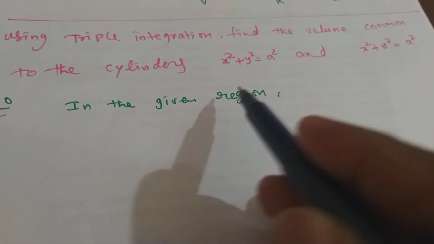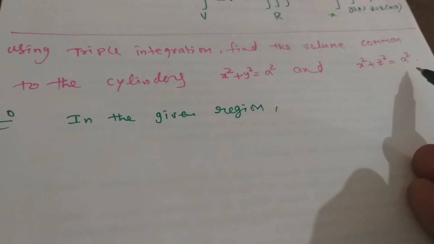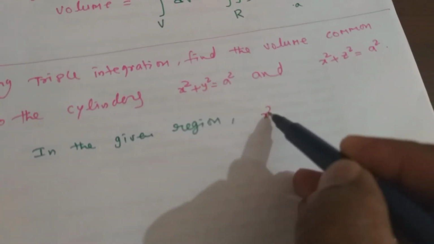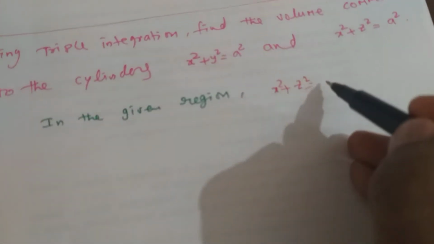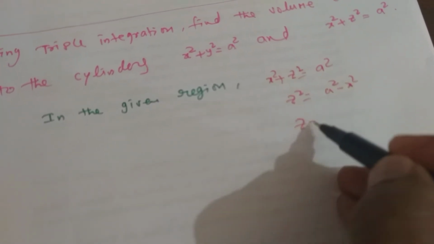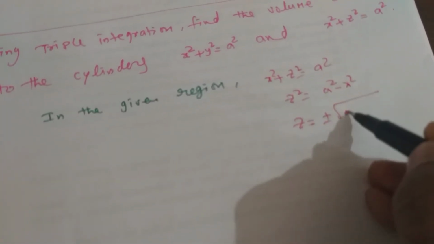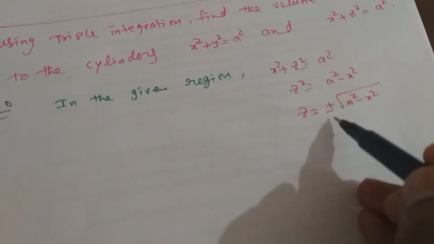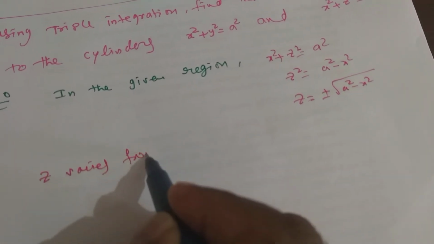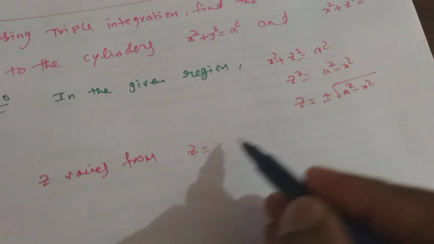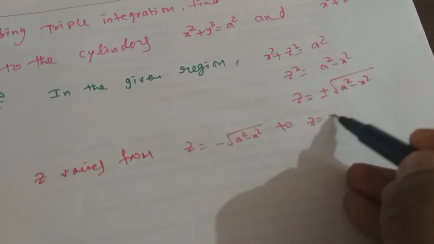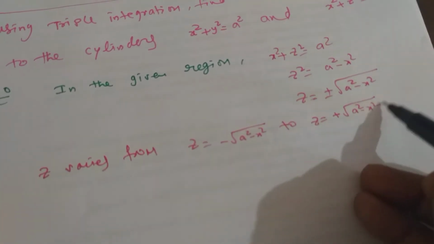So in the given region, z varies from... Let us see, x square plus z square is equal to a square. From this, z square is equal to a square minus x square. z is equal to plus or minus root of a square minus x square. Therefore, z varies from z equal to minus root of a square minus x square to plus root of a square minus x square.